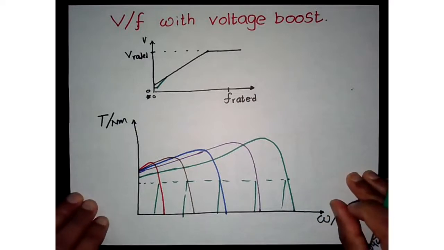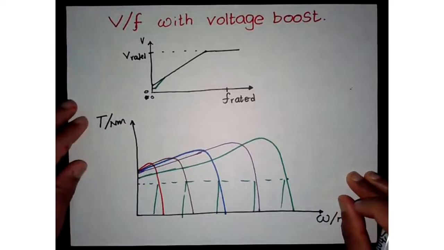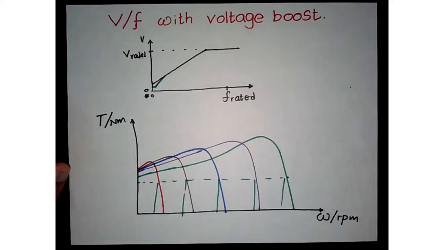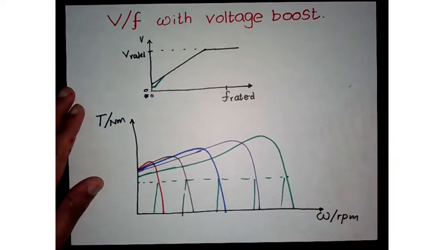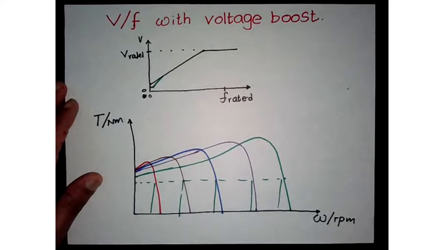So this is very desirable, very practical. Still, this is an open loop technique, and people use inverters to achieve V over F control. All right, folks. So that's a little bit of an overview of speed control methods with induction machines.